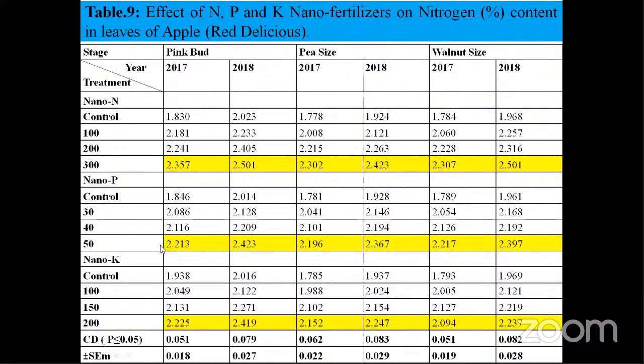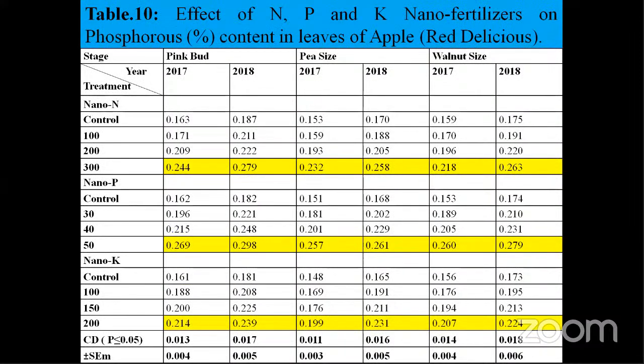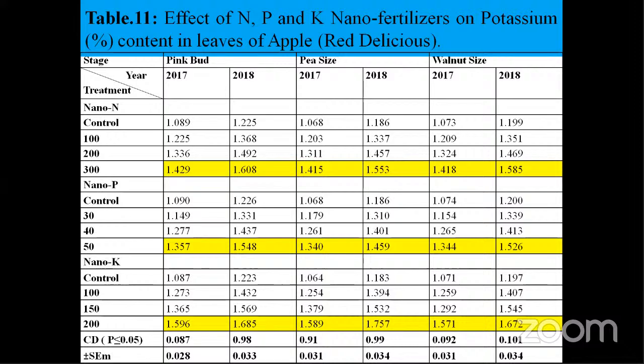But in the field study, it was shown that there is scope for producing more, because the highest treatment which we applied showed a significant effect over the prior treatments. 300 showed quite a good effect over 200 and 100. 50 ppm of phosphorus showed quite a good effect over 40 and 30. Likewise, 200 ppm of potassium showed a good effect over 150 and 100 ppm. These studies were carried out at 3 stages of apple: pink bud stage, pea size stage, and walnut stage. The phosphorus percentage was more with phosphorus application, and potassium was more with potassium application of nanofertilizer.